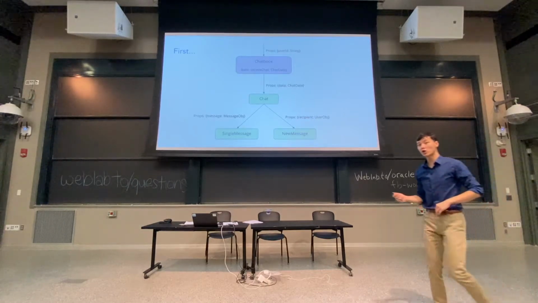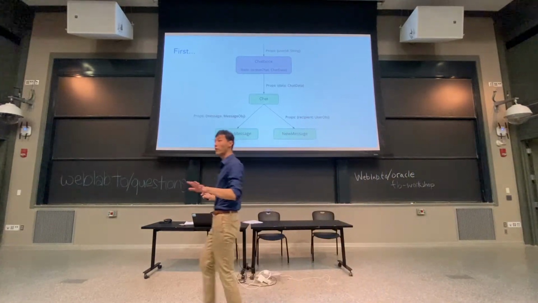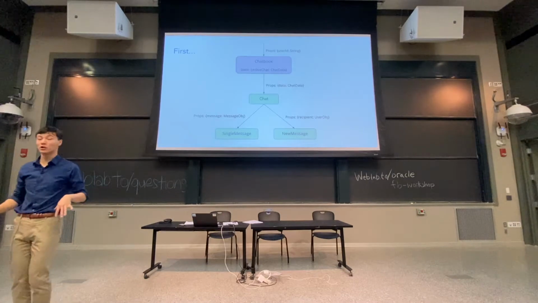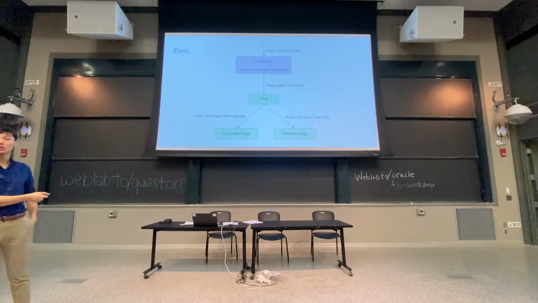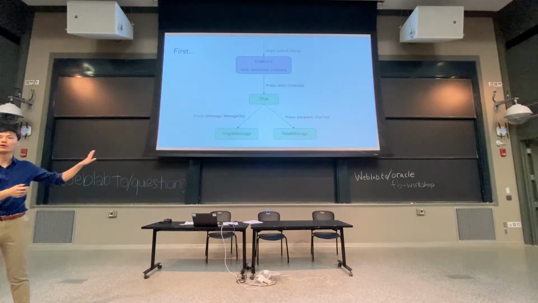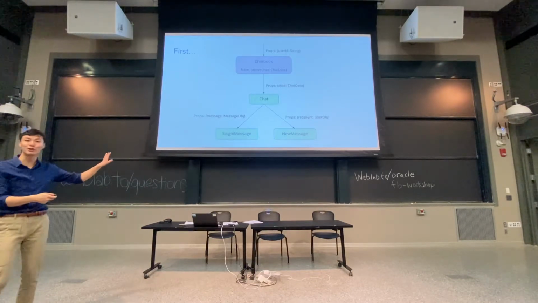Here's what the passing around is going to look like. Don't worry if you don't understand this yet. We're going to do it together. This state is active chat, and it's going to pass down this data to chat. Chat is going to pass the messages as a prop and a recipient to the new message. We'll do this, don't worry.